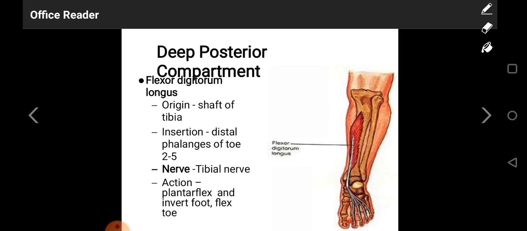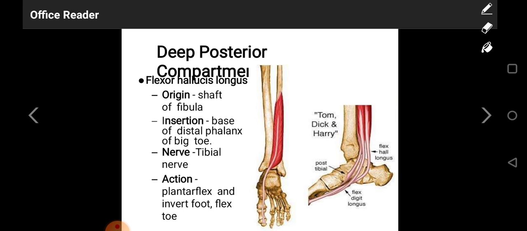Then flexor digitorum longus, it arises from the shaft of the tibia. Insertion is on the distal phalanges of the toes, that is the 2nd to 5th. Nerve supply is by the tibial nerve. Action is plantar flexion and inversion of the foot and flexion of the toes. Then flexor hallucis longus, it arises from the shaft of the fibula, inserted on the base of the distal phalanx of the great toe. Nerve supply is by the tibial nerve. Action is plantar flexion, inversion and flexion of the toe.